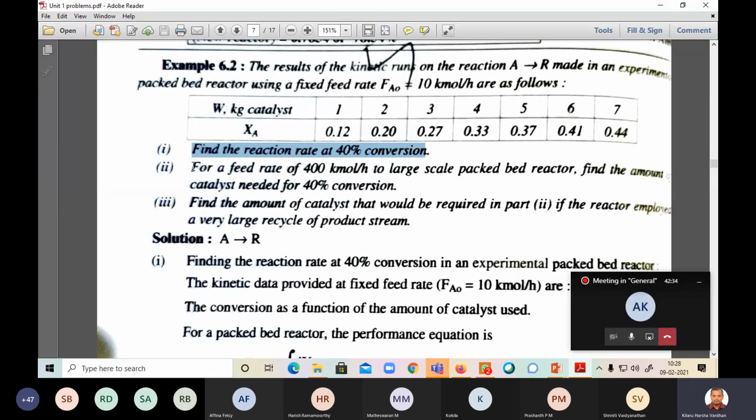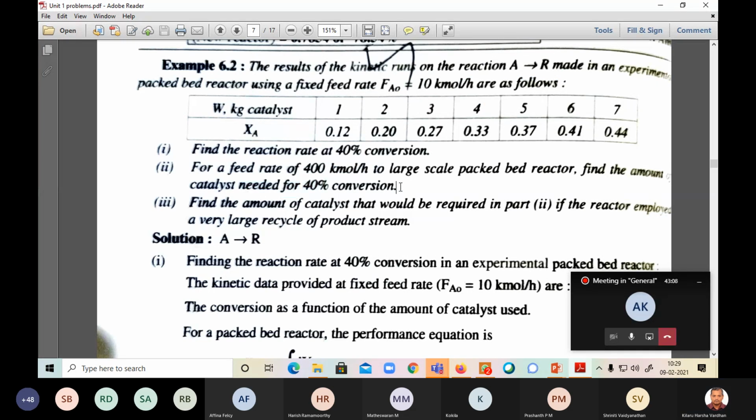The second one: for a feed rate of 400 kilomoles per hour, which is the flow rate to a large scale packed bed reactor, find the amount of the catalyst needed for this 40% conversion. If you are changing this flow rate from 10 kilomoles per hour to 400 kilomoles per hour, to get the same 40% conversion, how much W is required? That is what he is asking you.